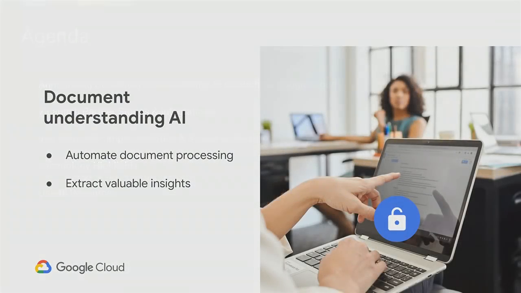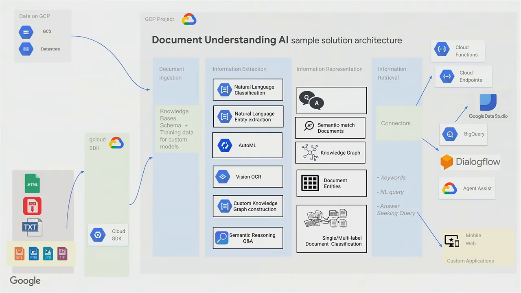Let's get started. So Document Understanding AI is a solution that enables you to automate key document processing workflows and extract valuable knowledge from within those documents. How do we do that? Well, Document Understanding AI is powered by our powerful natural language capabilities, knowledge capabilities, and vision OCR capabilities.